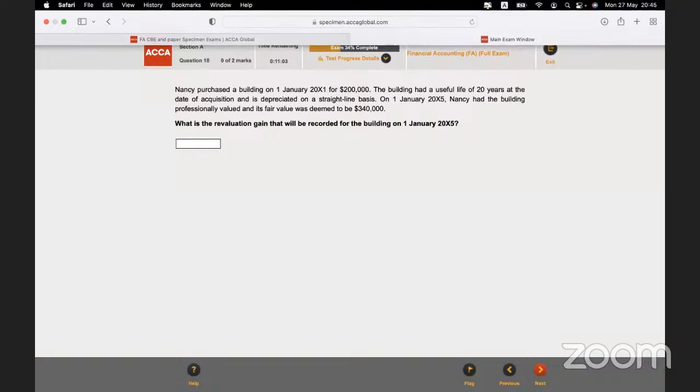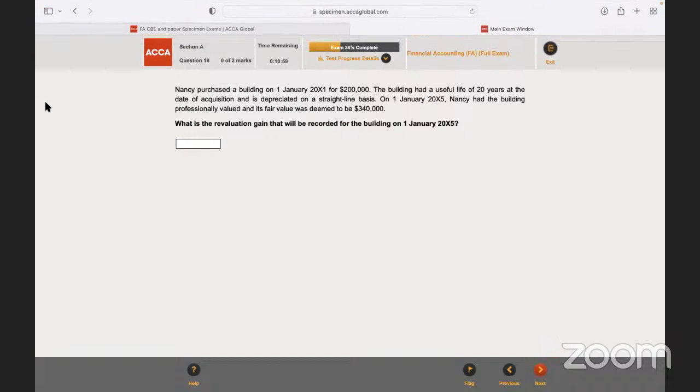Okay, now in this question, what they're asking from you is the revaluation gain. Normally, how do we calculate revaluation gain in accounting? It will be this way. Cost of the asset minus accumulated depreciation will be equal to carrying value. Carrying value we should compare to market value.